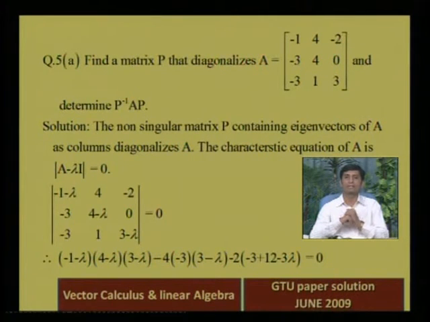we have to find all the eigenvectors. Corresponding to those eigenvectors we can find the matrix P, and then using that matrix P we can find P inverse and then multiply P inverse AP. Okay, so this is our process to solve this example. It's quite an important example. This type of example is always asked in this paper, the vector calculus and linear algebra paper. So just try to understand properly.